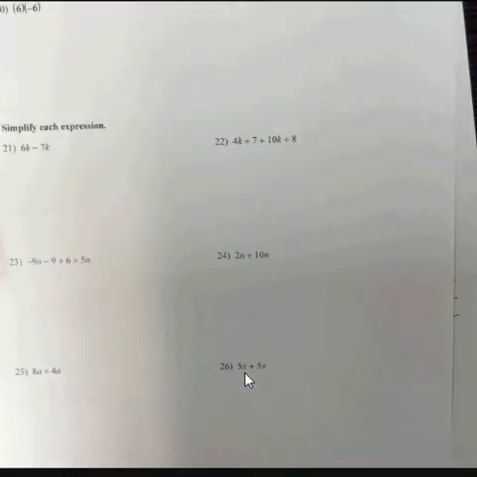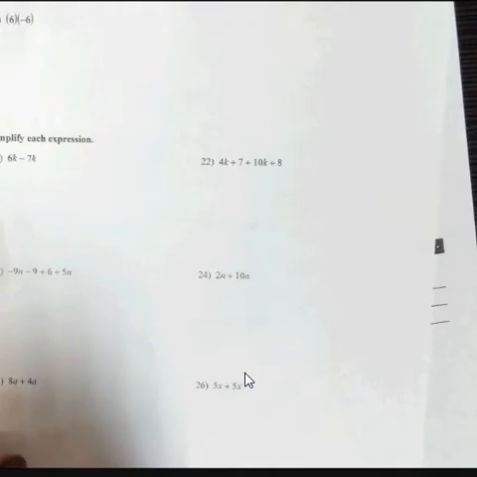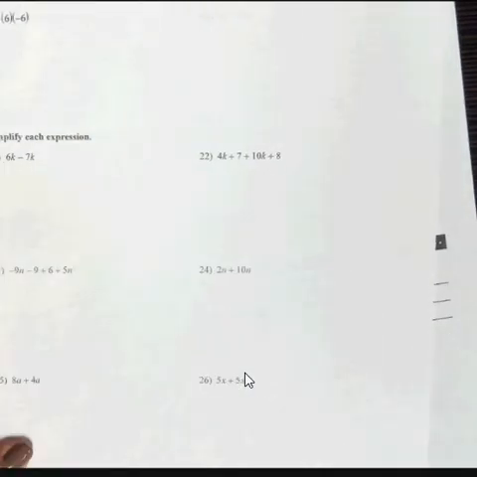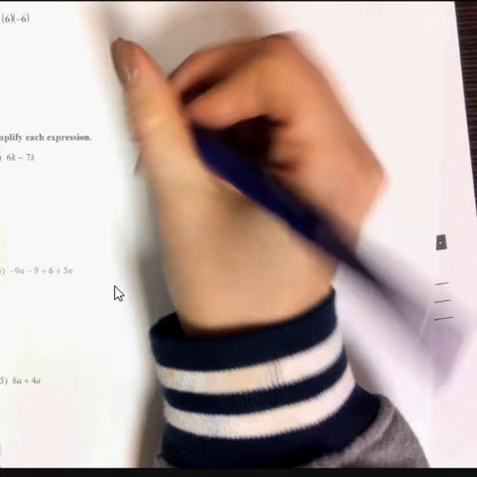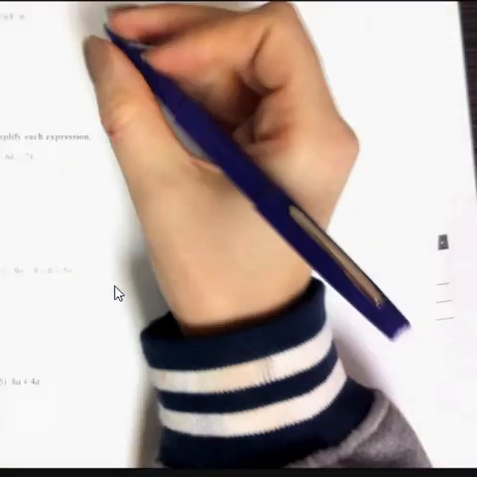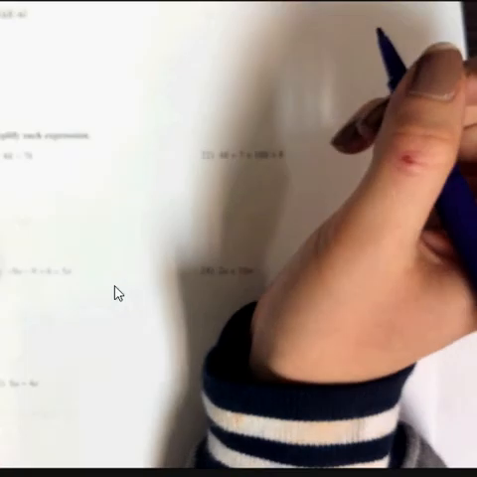Okay, the last part of your ELT is simplifying expressions. So this is practice combining like terms. Terms are alike if they have the same variable and the same exponent.